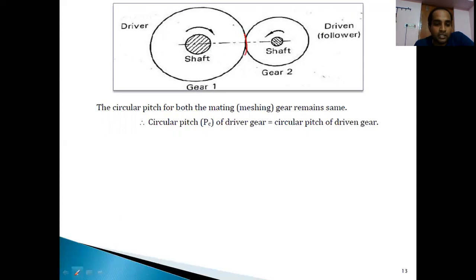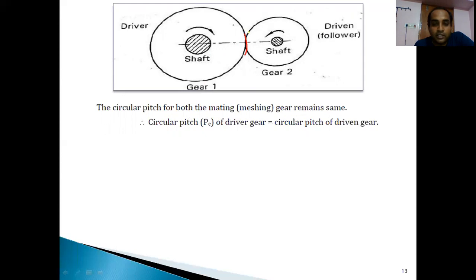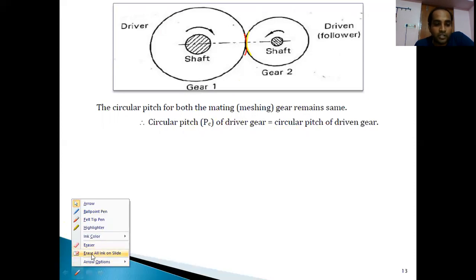This is the circular pitch, which remains the same for both the gears. That is, this is one and this is the other. So the red color circular pitch, where it is meeting with the yellow color circular pitch, both pitches are the same. Circular pitch of the driver gear is equal to circular pitch of the driven gear. So how can we say regarding circular pitch?